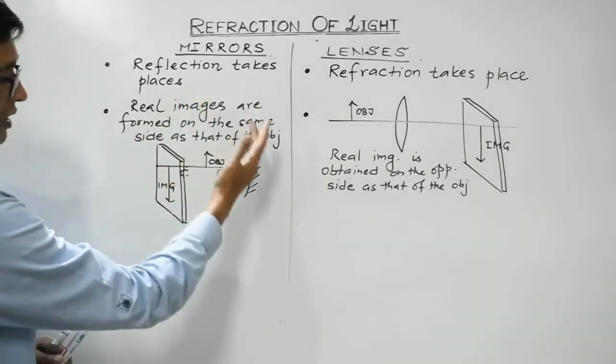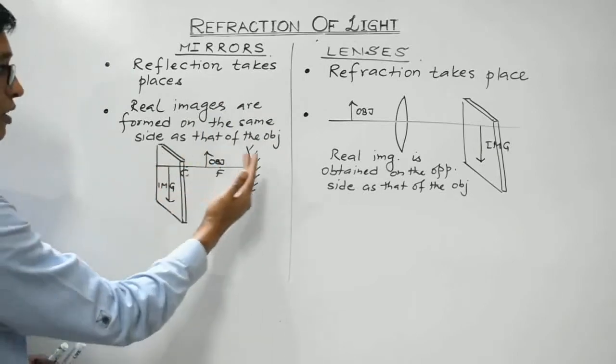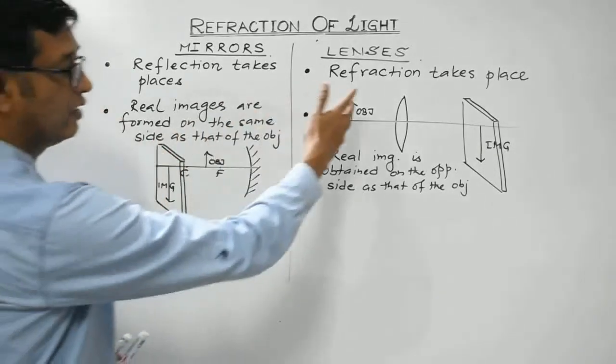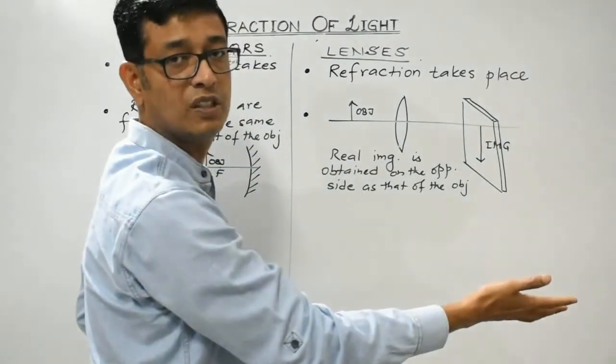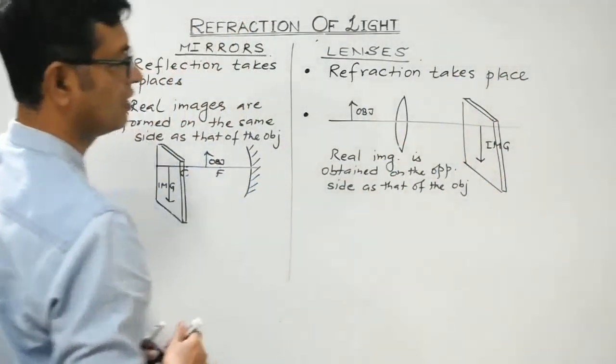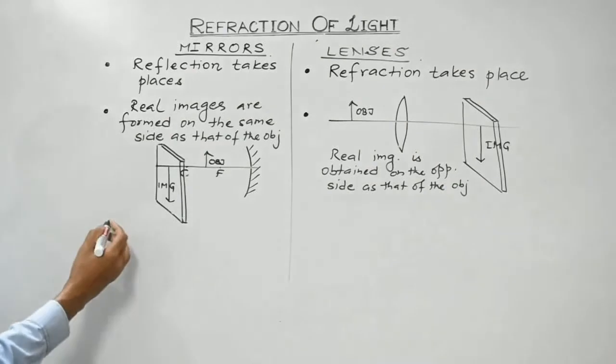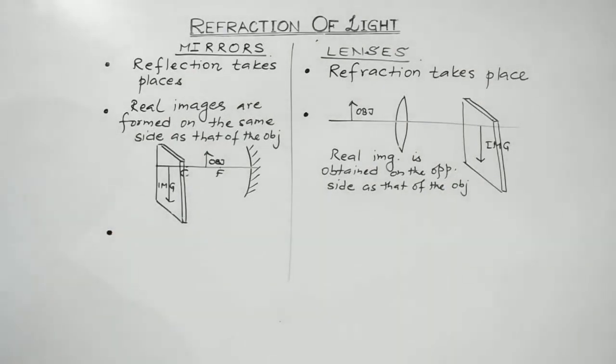Students, in case of mirrors, the real images are always formed on the same side as that of the object. While in case of lenses, the real images are to be obtained on the other side as that of the object. Right? Okay. Let's consider the next case.